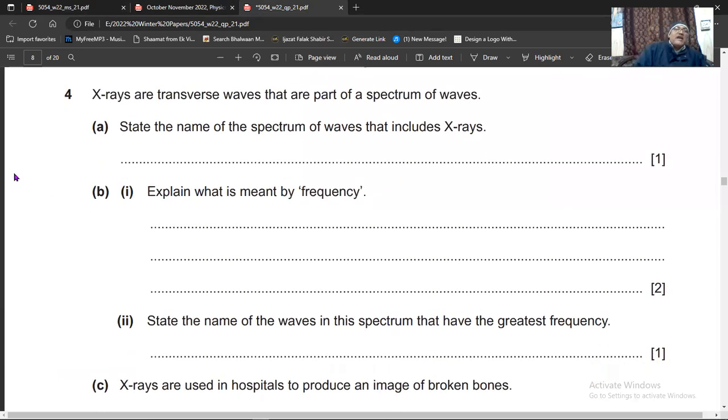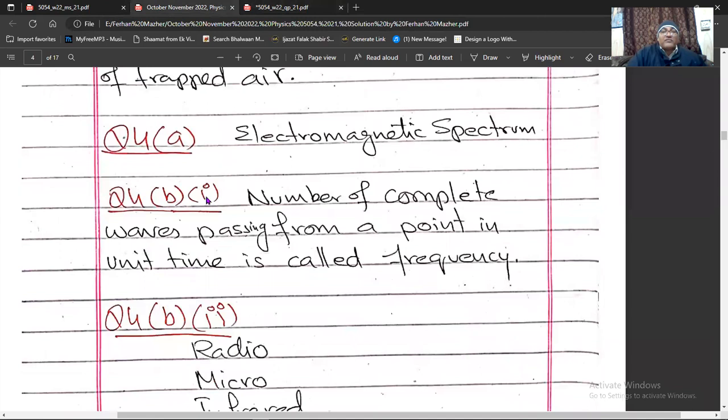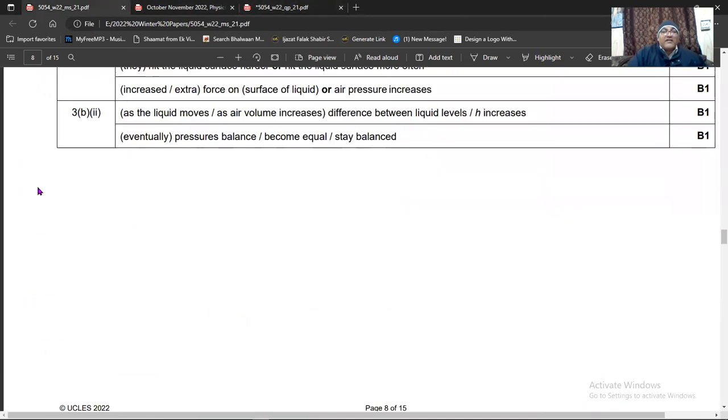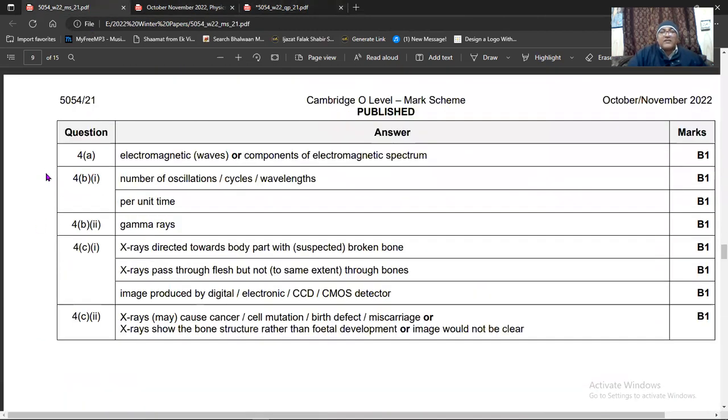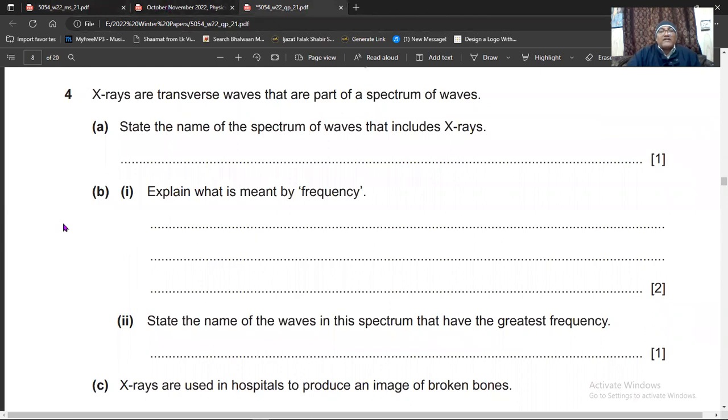Question number 4. X-rays are transverse waves that are part of a spectrum of waves. State the name of the spectrum of waves that includes X-rays. That spectrum is called electromagnetic spectrum. And here we go. The answers are coming from question number 4. Electromagnetic waves, the component for electromagnetic spectrum. Okay. So our answer is right.